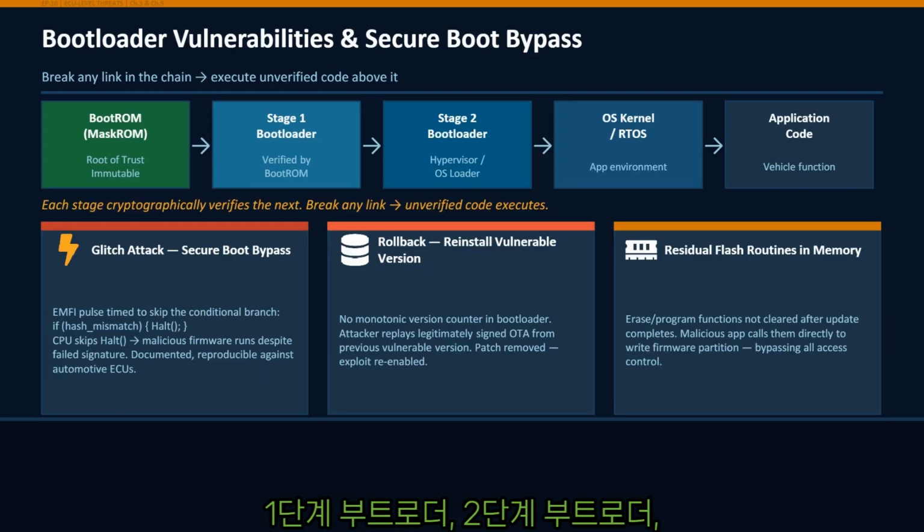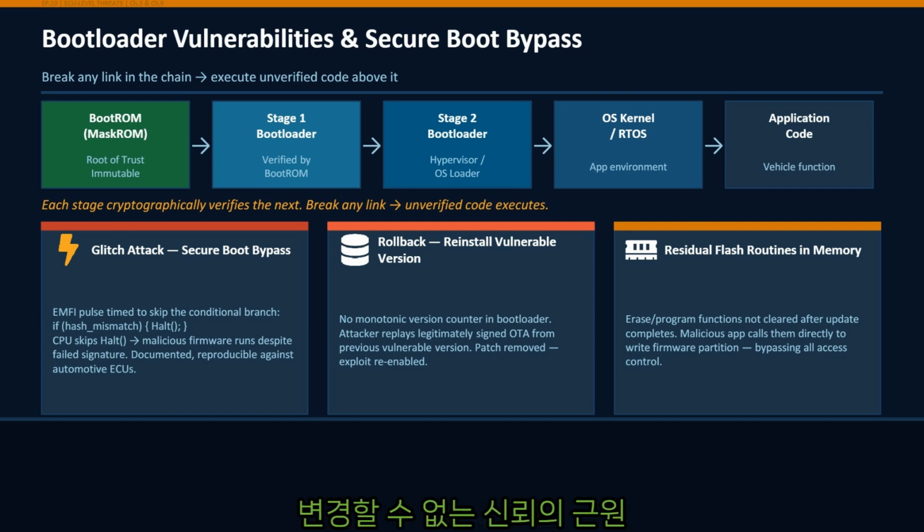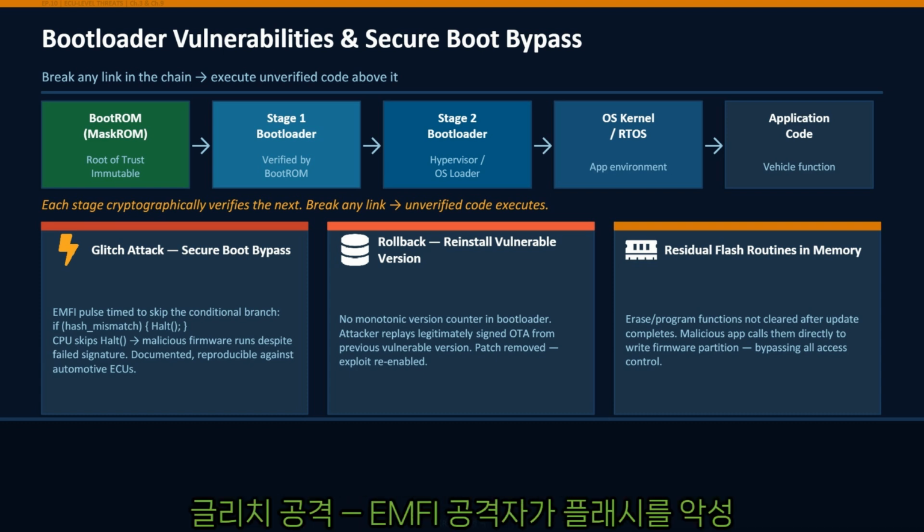5 stages in the boot chain: boot ROM, Stage 1 bootloader, Stage 2 bootloader, OS kernel, application code. Boot ROM is mask ROM, the immutable root of trust. Each stage verifies the next. Break any link, and everything above runs unverified. 3 attacks. Glitch attack, EMFI.